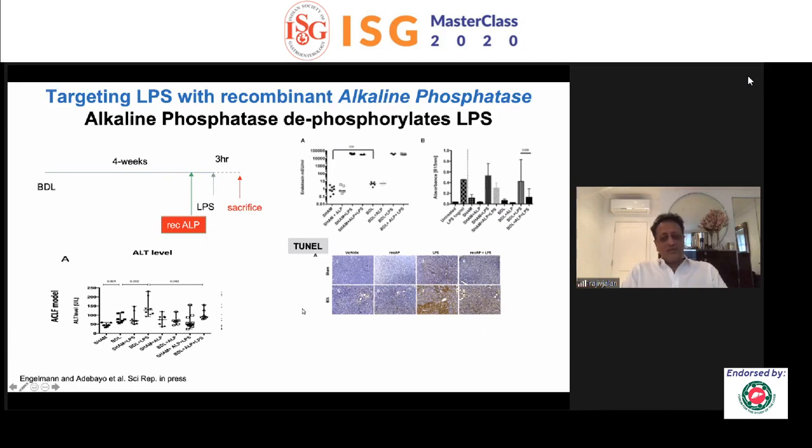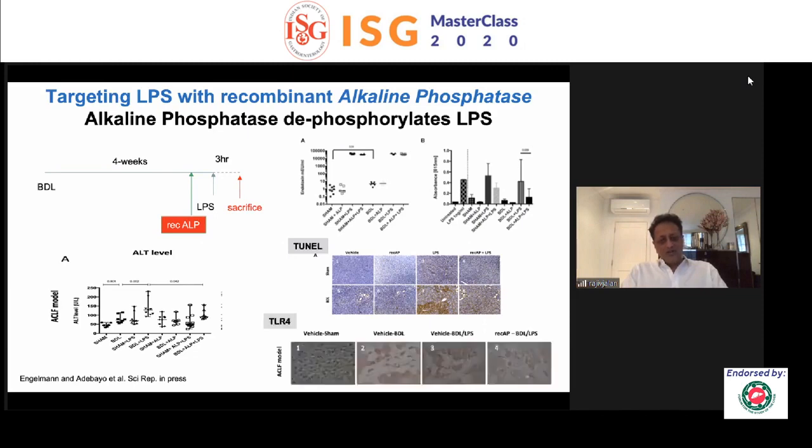This again provides proof, and here's a TUNEL stain, which essentially defines cell death. If you're treating these animals with recombinant alkaline phosphatase plus LPS, more brown represents more death. As you can see, there is very significant cell death here, and very markedly reduced cell death with treatment. What it taught us was that LPS is important, and taking it out or deactivating it may be a therapeutic target. And as you know, this is being developed for treatment of acute kidney injury at the moment, and hopefully we can repurpose it for our studies.